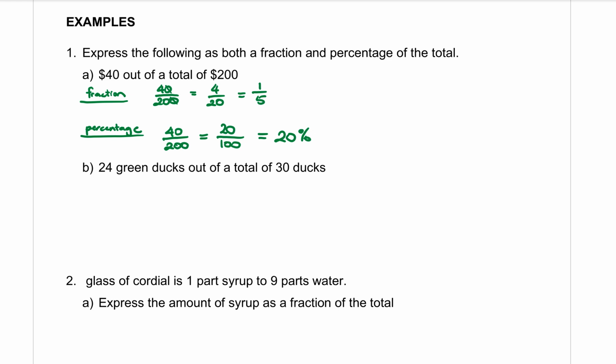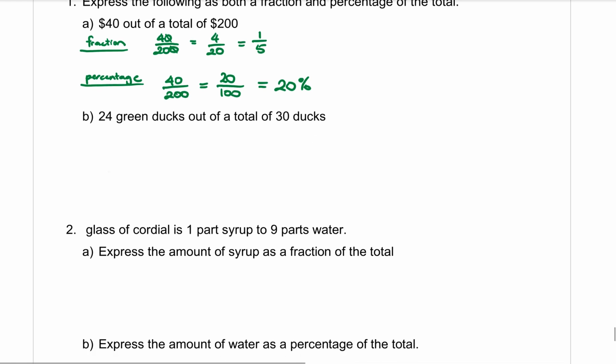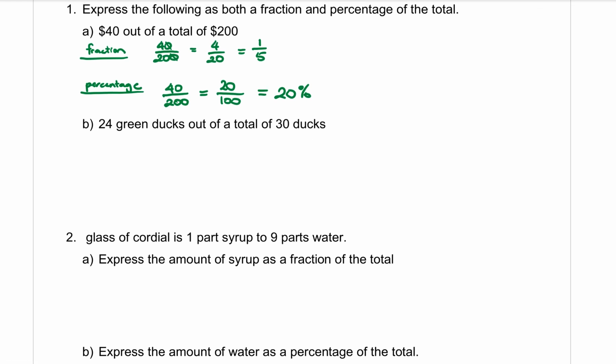Part B, let's do another one of these. We have 24 green ducks out of a total of 30. So we need to do both the fraction and the percentage again. So as a fraction, that is 24 out of 30. And we can simplify that by dividing the top and the bottom by 6. 24 divided by 6 goes 4 times. And 30 divided by 6 goes 5 times. Now let's do this as a percentage.